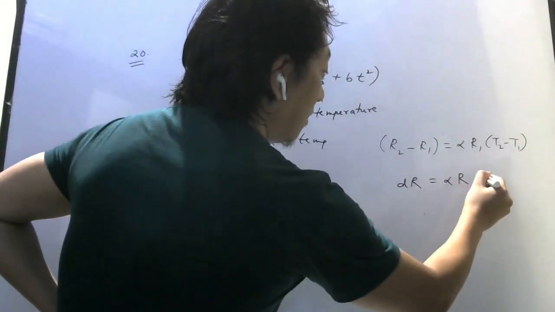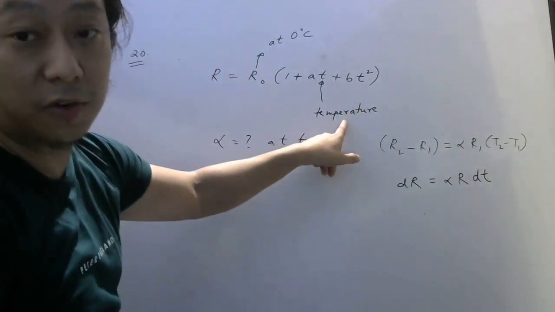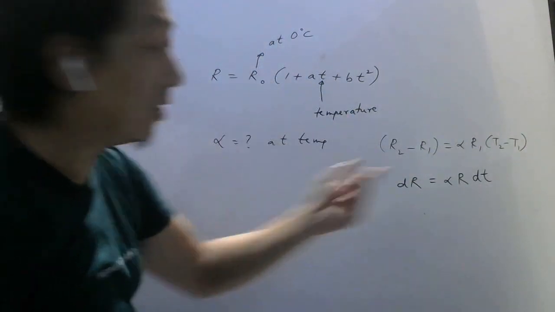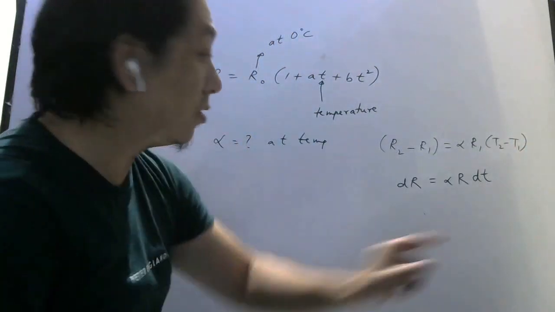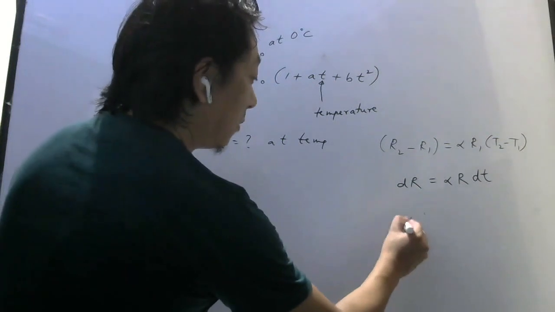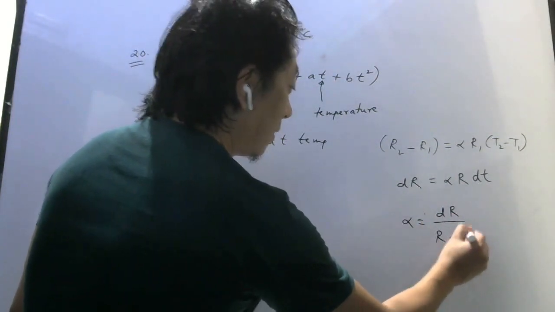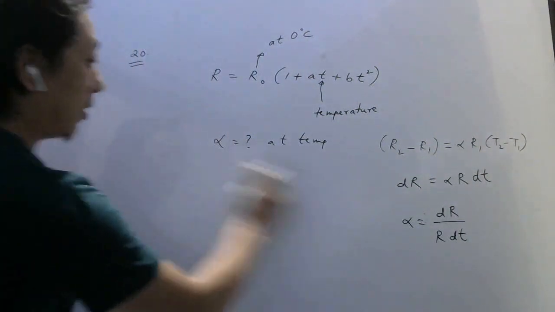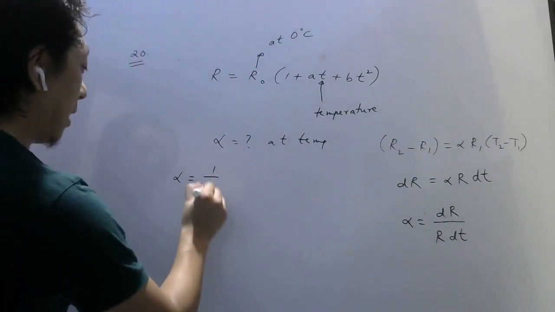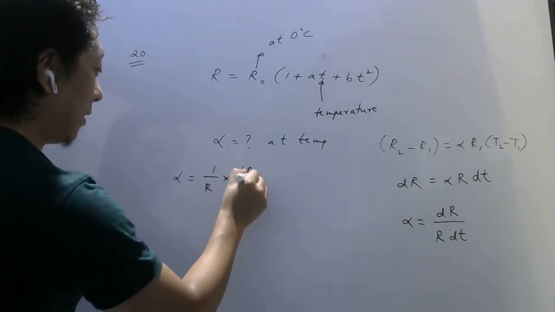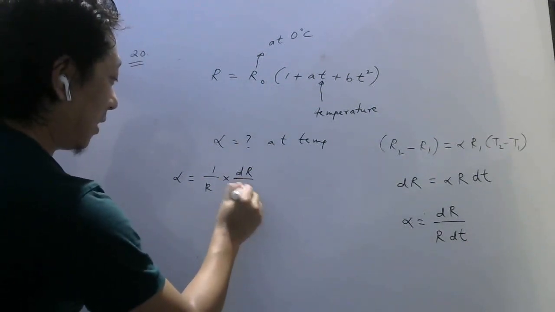In place of T2 minus T1, what will I write? dt. Here I will write small letter t because small t is used for temperature. So this is actually the change in temperature. For a small change, you write dt. So from here what will be alpha? dR by R dt. So what I should simply do to calculate alpha is calculate this ratio: 1 by R into dR by dt, with small t because temperature here they are writing small t.